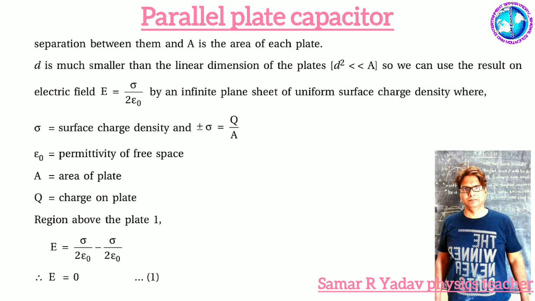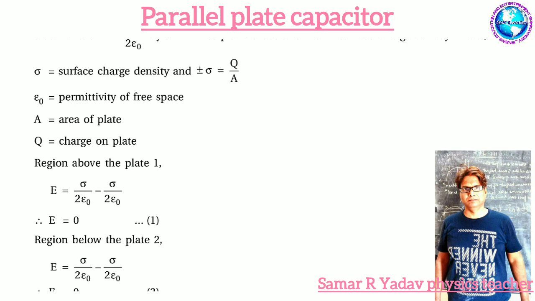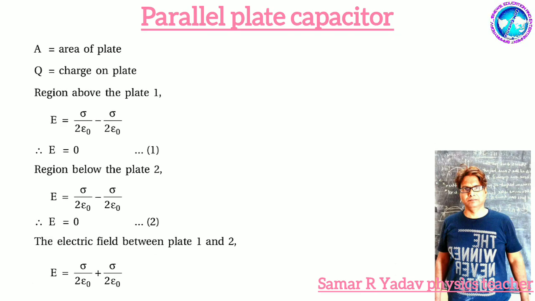Epsilon 0 is the permittivity of free space, capital A is the area of the plate, and capital Q is the charge on the plate. In the region above plate 1, E is equal to sigma upon 2 epsilon 0 minus sigma upon 2 epsilon 0, therefore E is equal to 0, equation 1. In the region below plate 2, E is equal to sigma upon 2 epsilon 0 minus sigma upon 2 epsilon 0, which is equal to 0, equation 2.